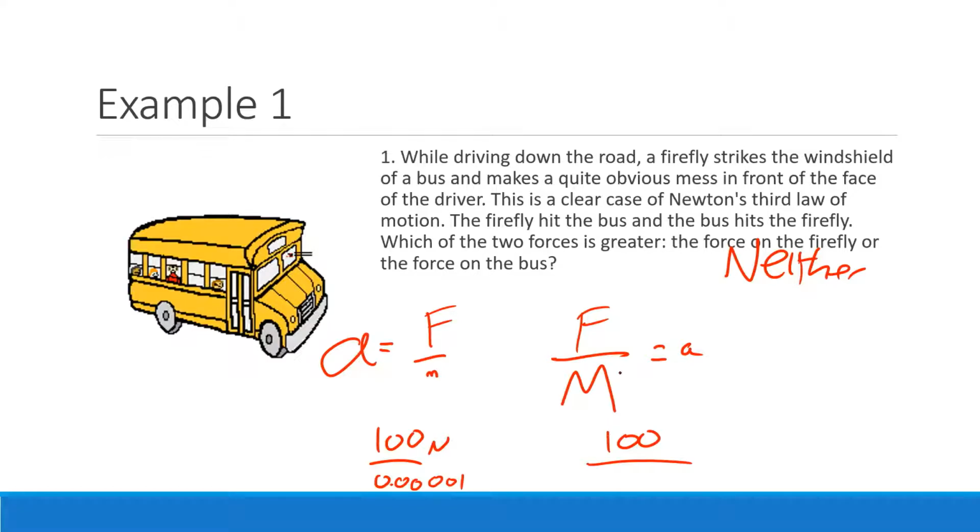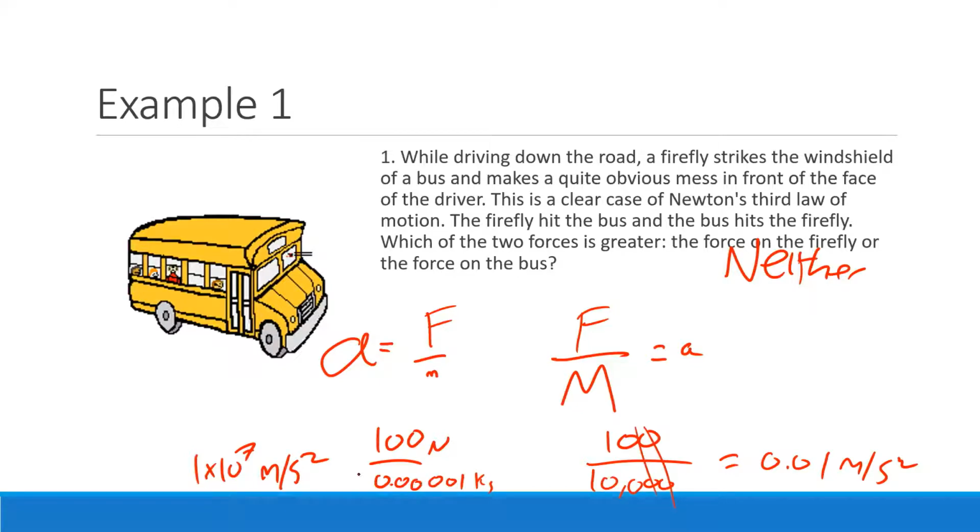Whereas a bus is probably going to be about maybe 10 tons, so we'll go with 10,000. That acceleration is going to be 1 over 100. It's going to be 0.01 meters per second squared. Whereas the acceleration of the poor little firefly, that's 1 times 10 to the -5, and we'll go 1 times 10 to the 2. That's going to be 1 times 10 to the 7 meters per second squared.